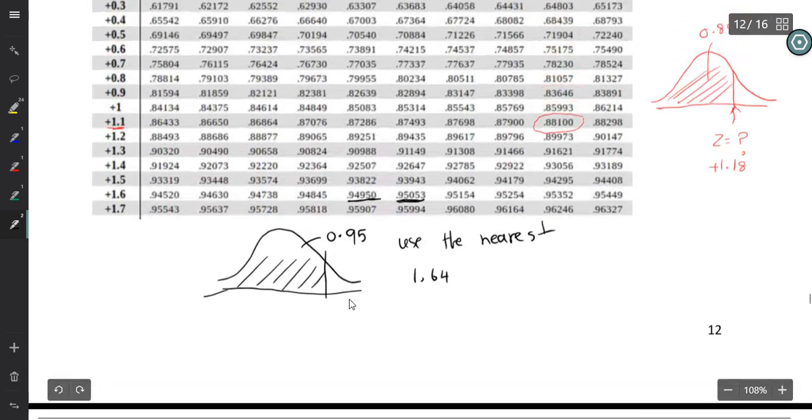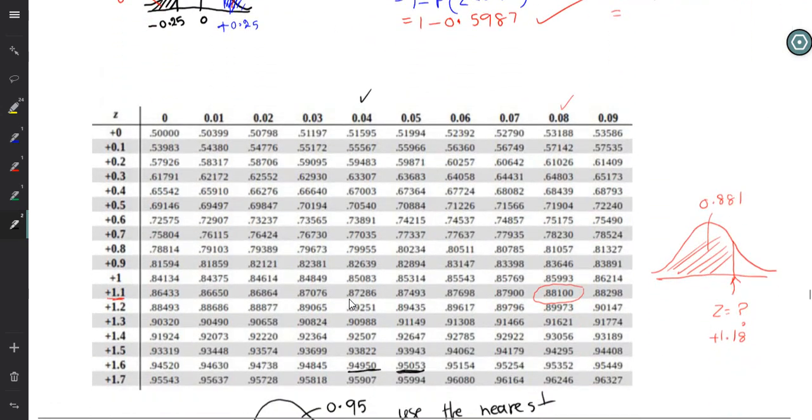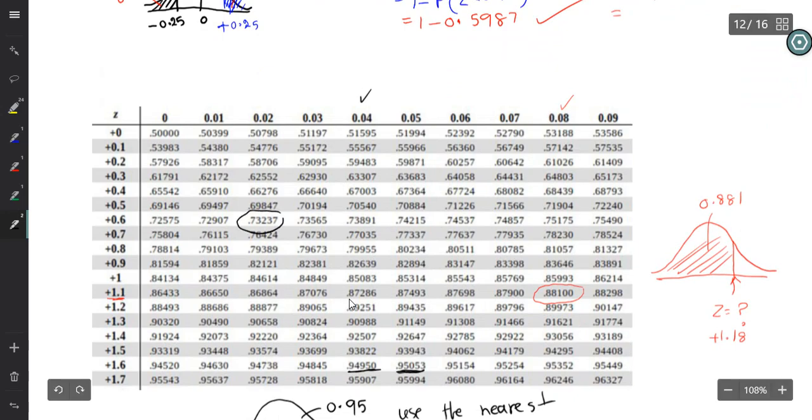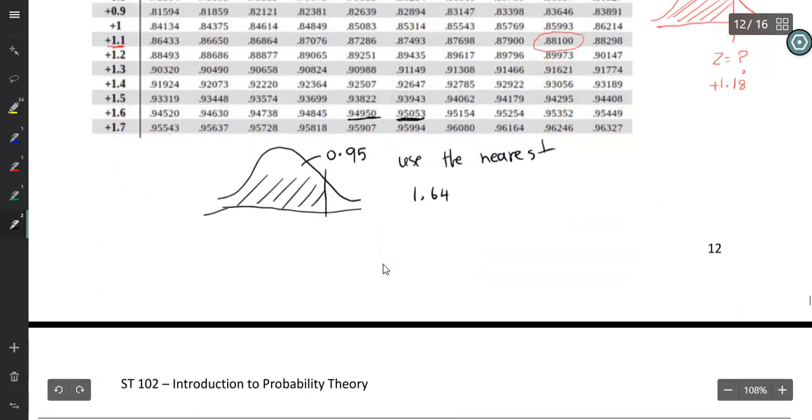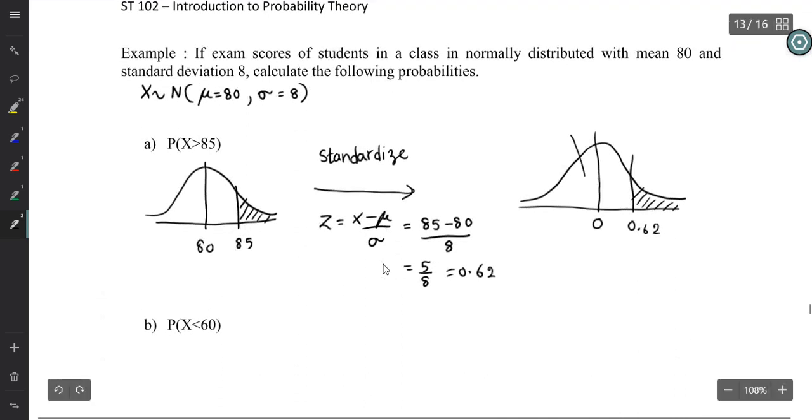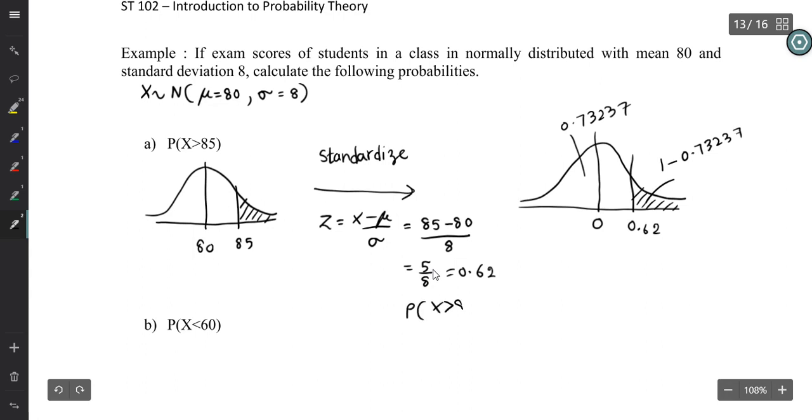So use the table. You need 62. Here 6, second decimal place 2. Your probability is 0.73237. But what we want is this tail. So it is 1 minus 0.73237. So probability x greater than 85 is the same as probability z greater than 0.62, which is 1 minus 0.73237. And you can find the answer.